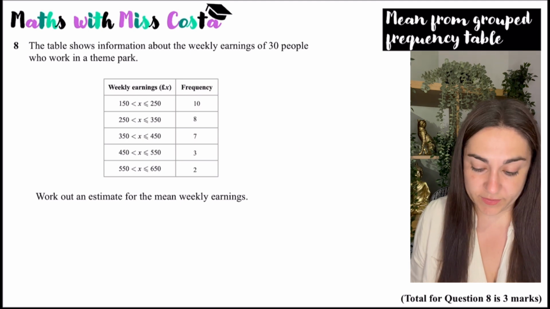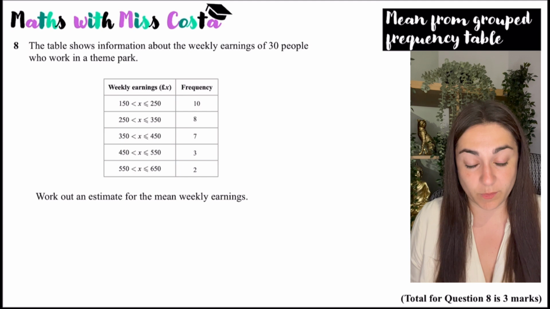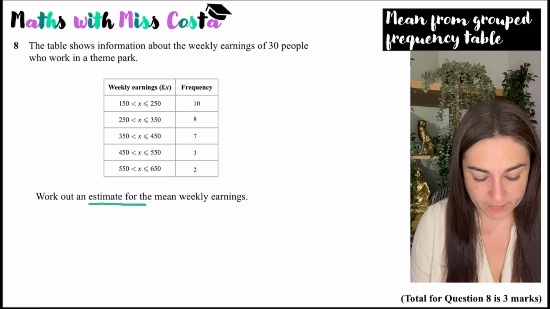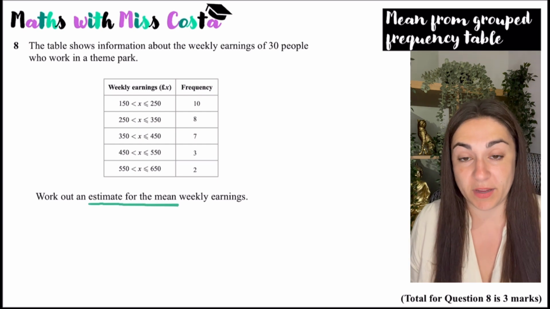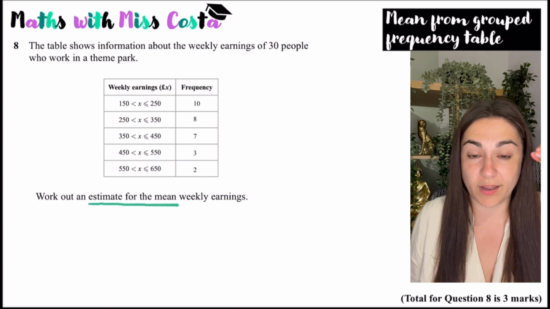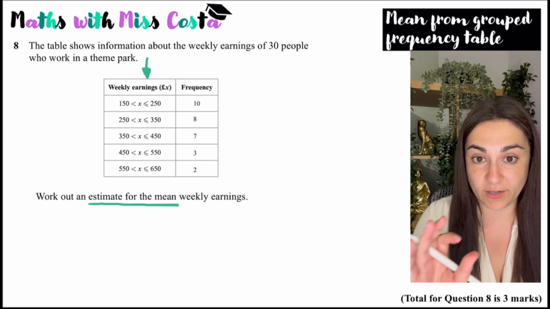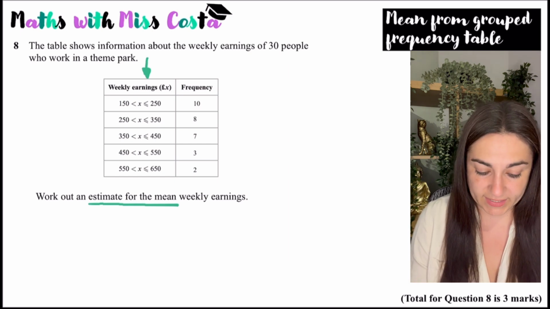Okay, next I've got the mean from a frequency table. So I'm told that the table shows information about the weekly earnings of 30 people who work in a theme park. And I need to work out an estimate for the mean of the weekly earnings. So you're going to have two types of tables that might come up. It would either be a normal frequency table, in which case over here you just have single values, not an interval. And then you have a grouped frequency table, which is like this.